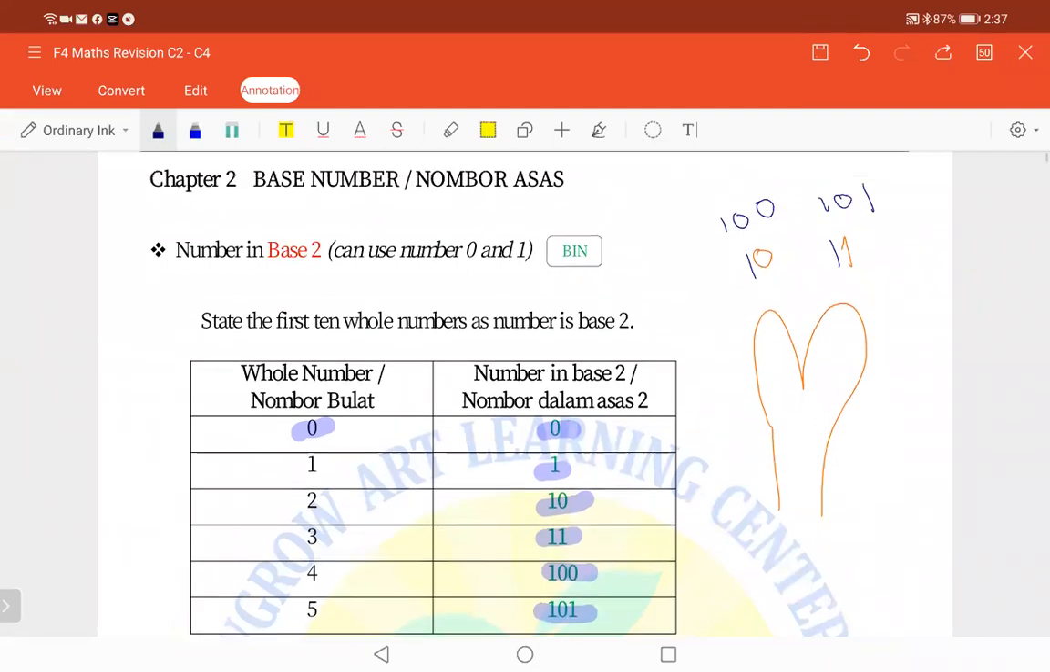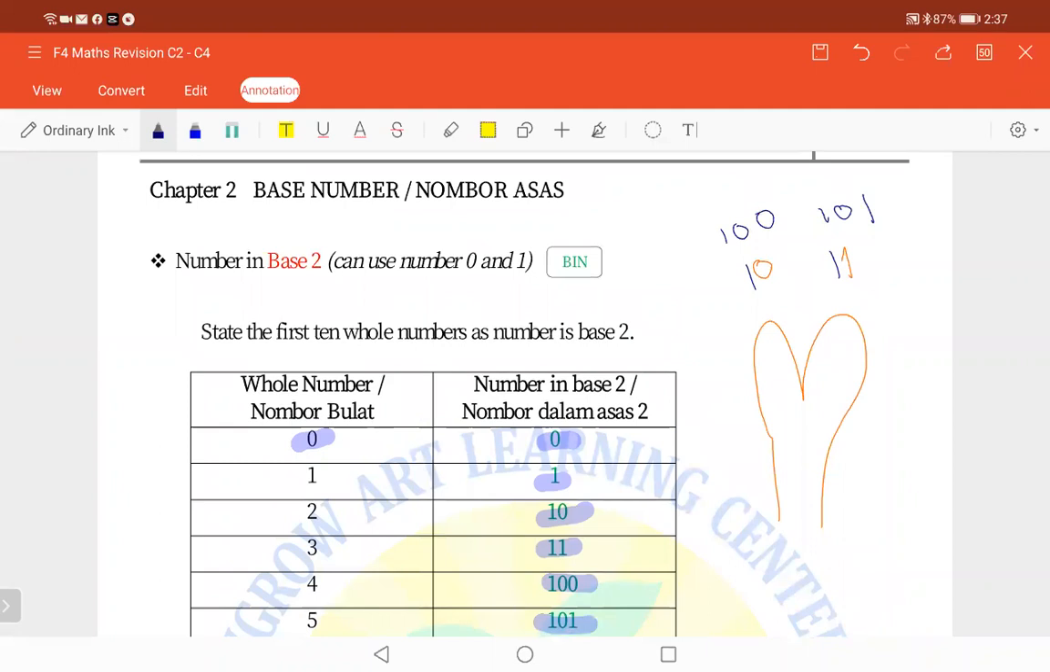Okay. So if you look at the calculator, you have the green color on top of the button. So it will be bin for base 2. That means you can use the calculator to solve base 2, base 8, and base 10. So bin is for base 2.